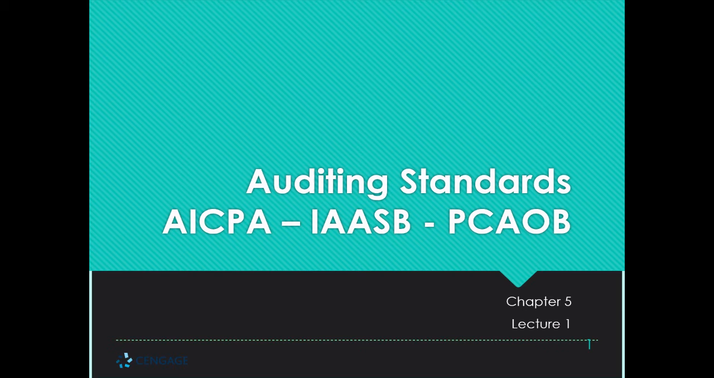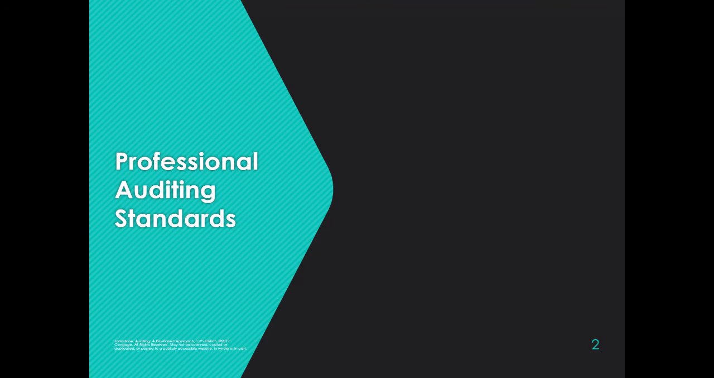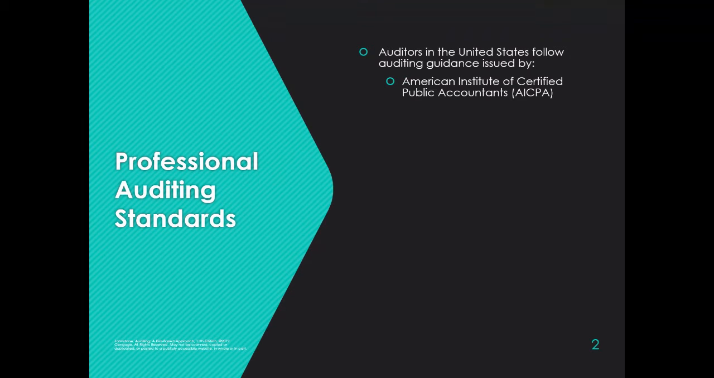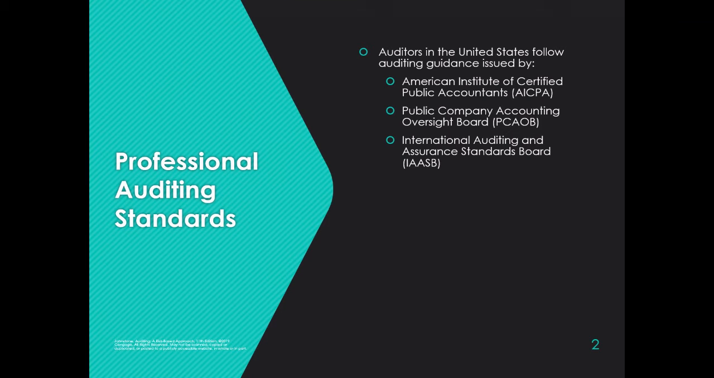For Chapter 5, Lecture 1, we're going to discuss auditing standards in the AICPA, the IAASB, and the PCAOB. So, professional auditing standards. Auditors in the United States follow auditing guidance issued by the American Institute of Certified Public Accountants, the Public Company Accounting Oversight Board, and the International Auditing and Assurance Standards Board. Now, the common objective: provide assurance to the public that audits are conducted in a quality manner.